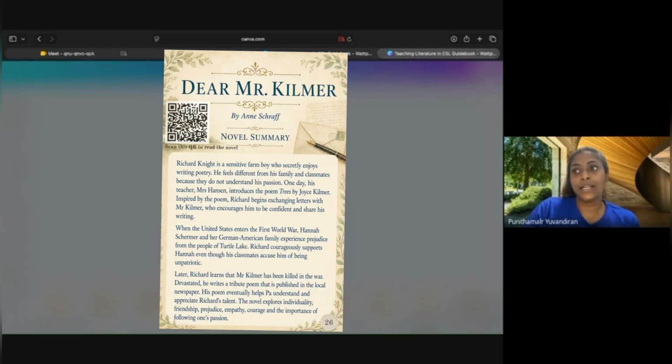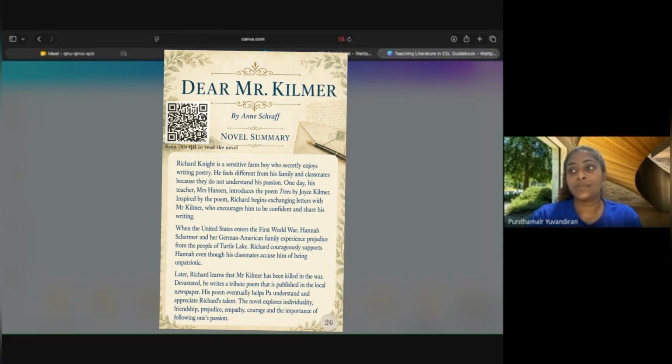This historical novel is set in Turtle Lake, Iowa during the First World War. The main character, Richard Knight, is a sensitive farm boy who secretly enjoys writing poetry. He feels misunderstood because his family and classmates do not share his interests. After his teacher introduced the poem Trees by Joyce Kilmer, Richard begins exchanging letters with the poet. Mr. Kilmer's encouragement helped Richard become more confident about his writing.